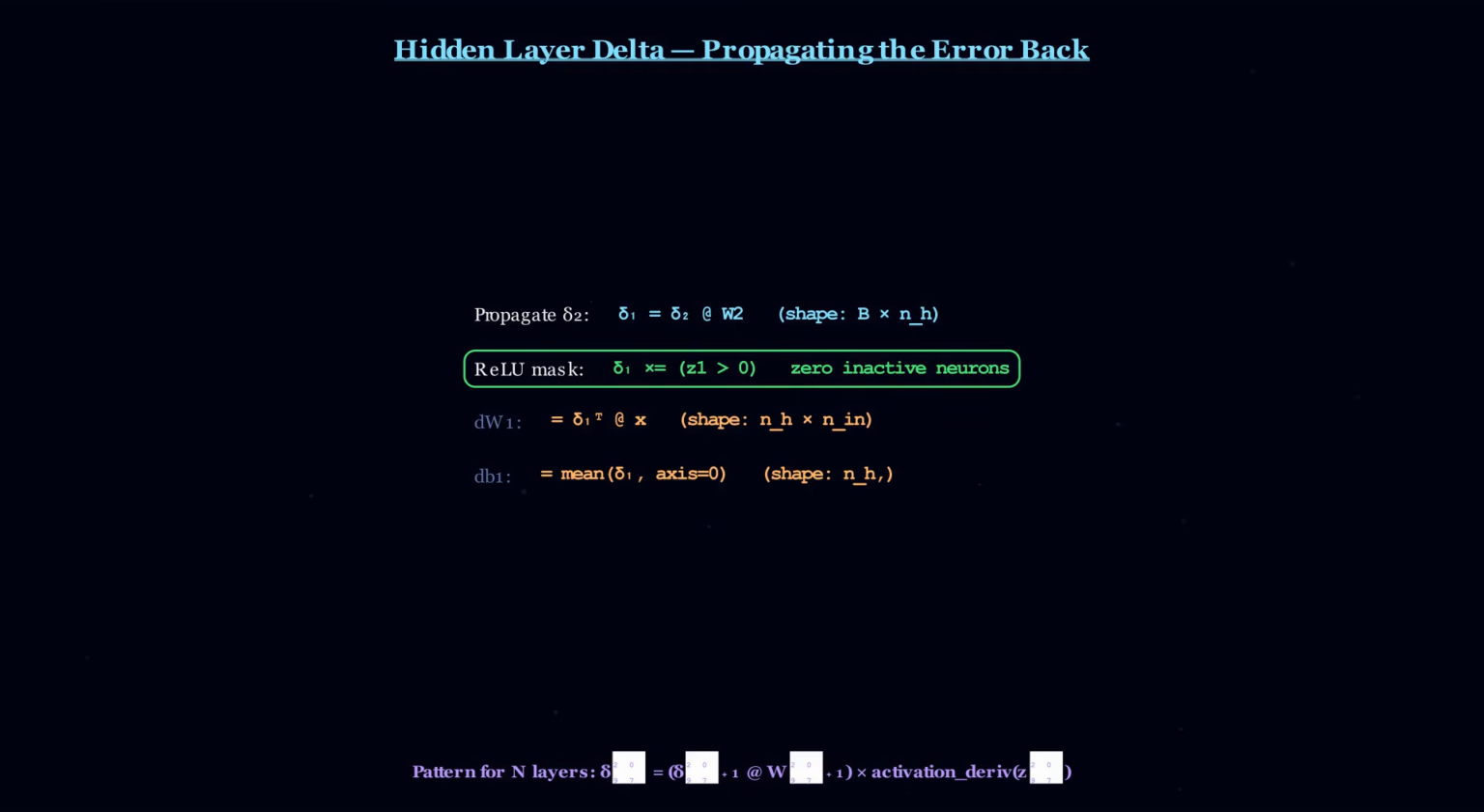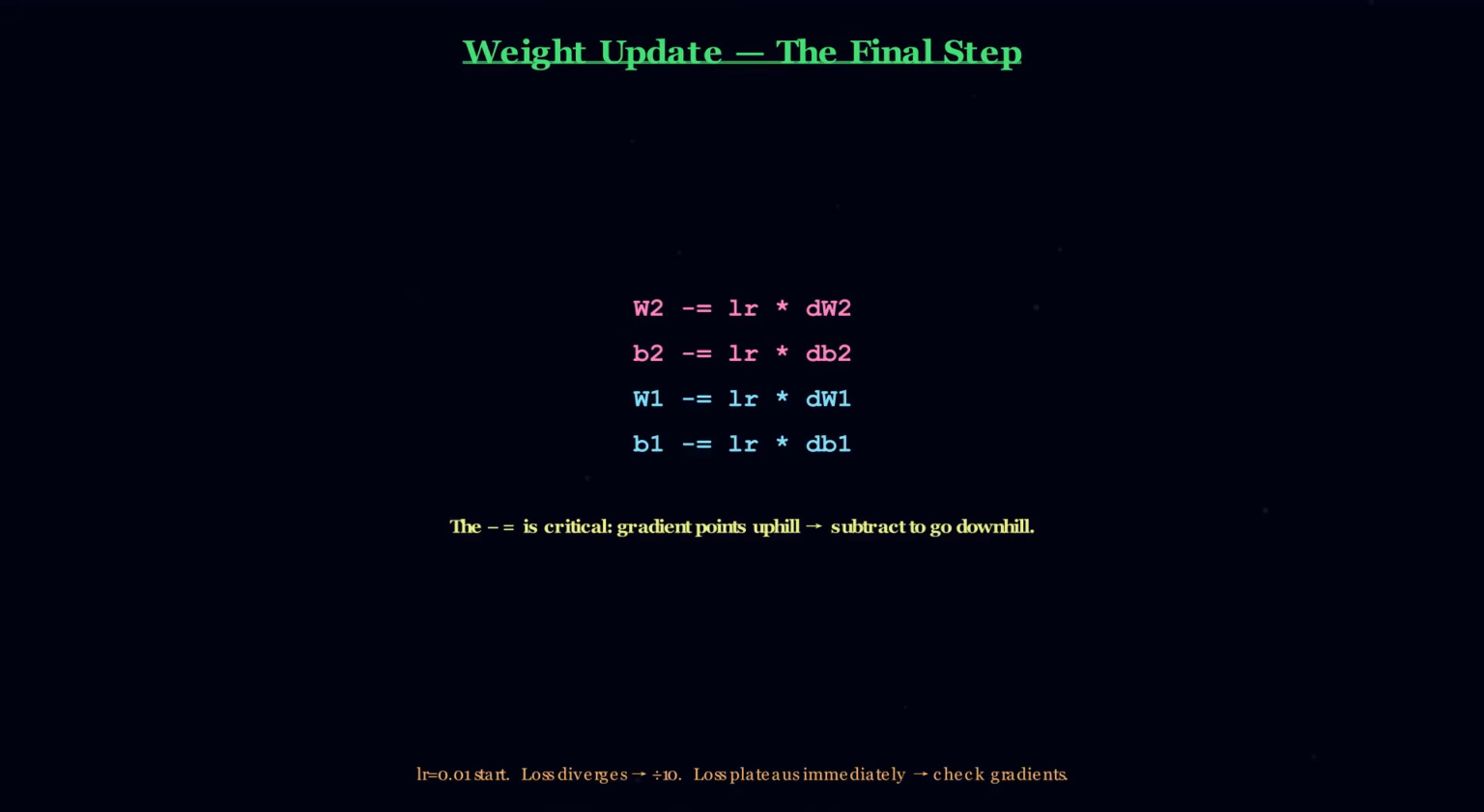Then dW1 equals delta 1 transposed @ x, divided by b. dB1 equals mean of delta 1 over axis 0. This pattern extends to any number of layers. For each layer from output to input, propagate delta backward through the weight matrix, multiply by the activation derivative, then compute the weight gradient. The weight update, the final step that actually changes the parameters. After computing dW1, dB1, dW2, dB2 from the backward pass, apply gradient descent.